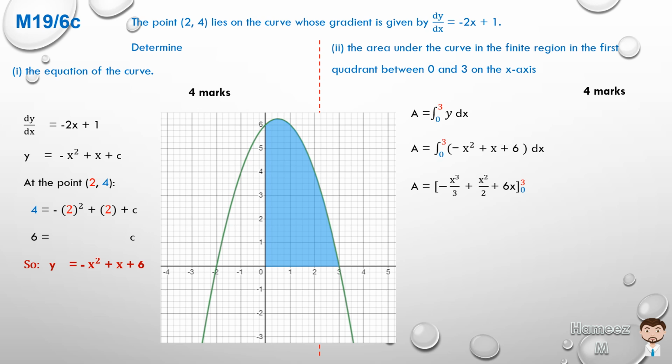So if we substitute for those upper and lower limits now, which we have in blue and red, the upper limit will be minus 3 cubed over 3 plus 3 squared over 2 plus 6 times 3, minus the lower limit, which is minus 0 cubed over 3 plus 0 squared over 2 plus 6 times 0. Everything in blue works out to be 0. So it gives us minus 27 over 3, which is minus 9, plus 9 over 2, plus 18. 18 minus 9 is 9. 9 plus 9 over 2. 9 times 2 is 18 and 9 is 27. So the area is 27 over 2 square units.